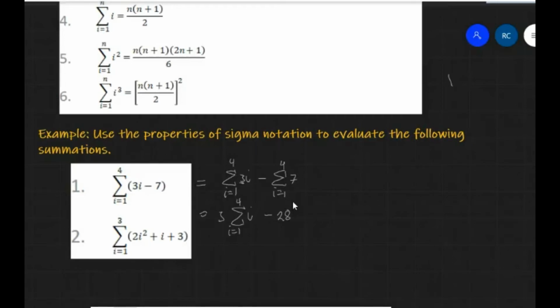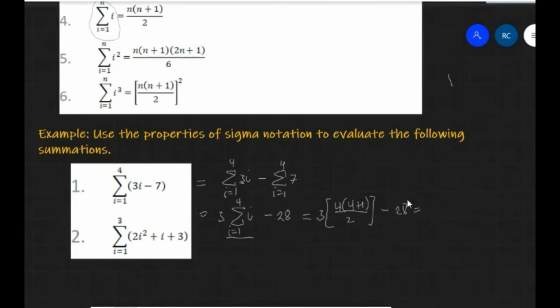Is that clear? Klaro po ba yun? Okay. Tapos, ito ay equivalent dito. Tapos yung constant, syempre nandun pa rin yun. So, 3 times from the formula n times n plus 1 over 2. Ano po yung n natin? Makikita yung n dito sa ating upper bound. So, ito ay magiging 4 times 4 plus 1 over 2. And then, copy natin yung negative 28.